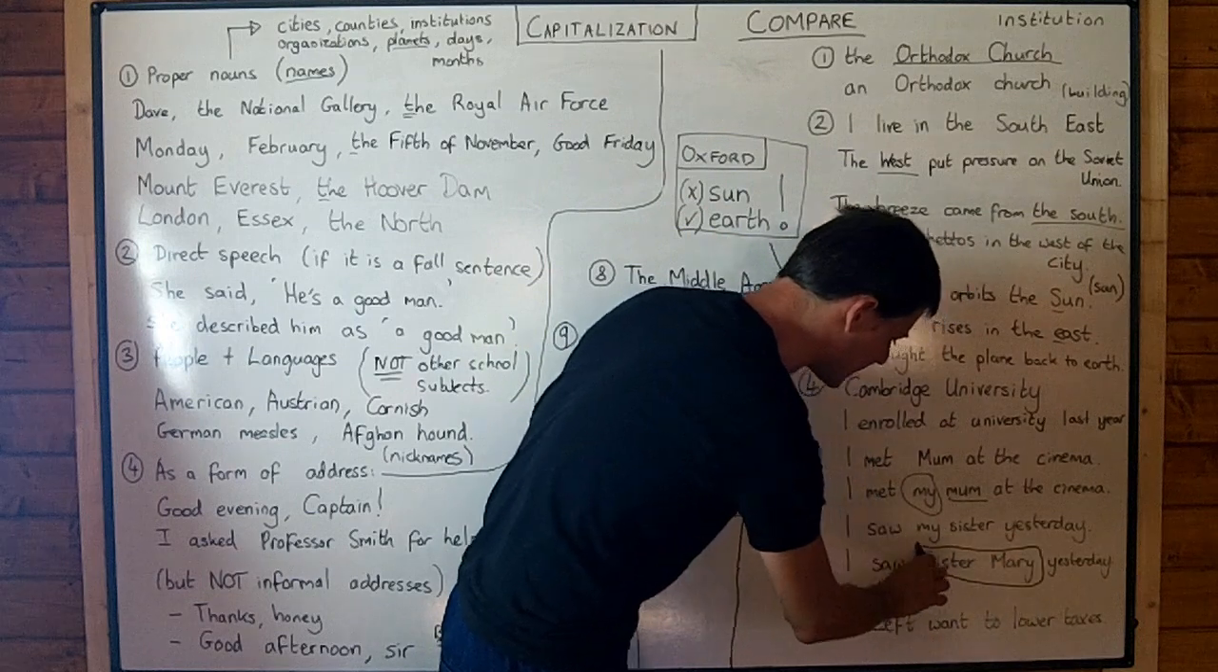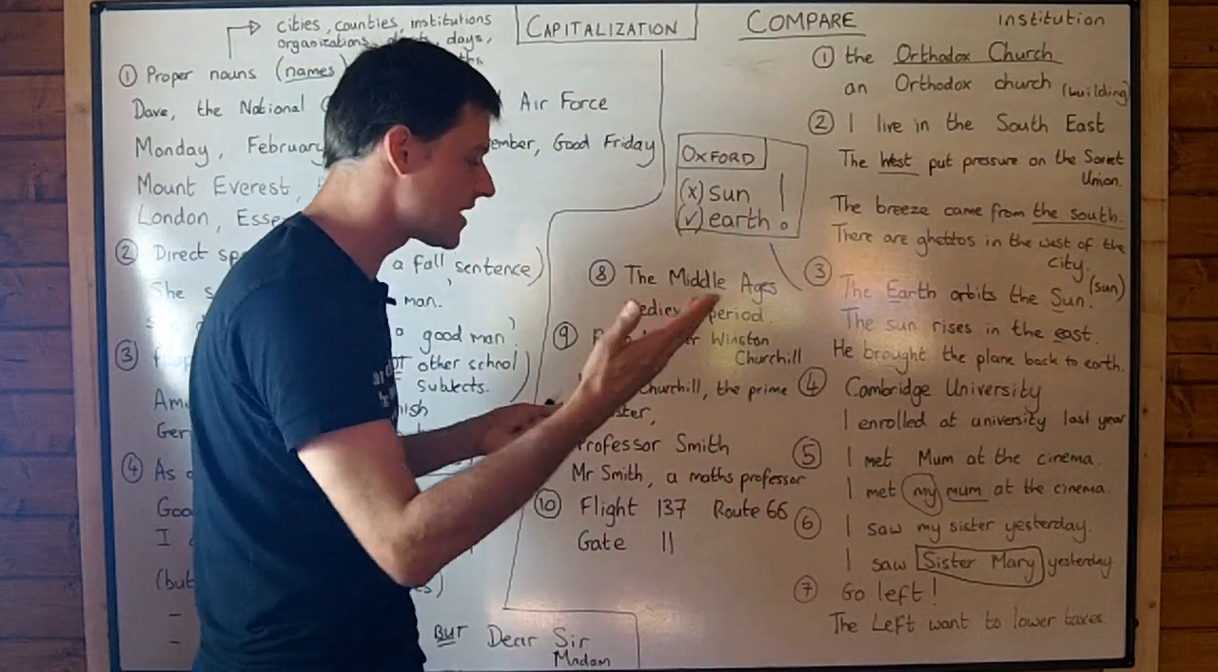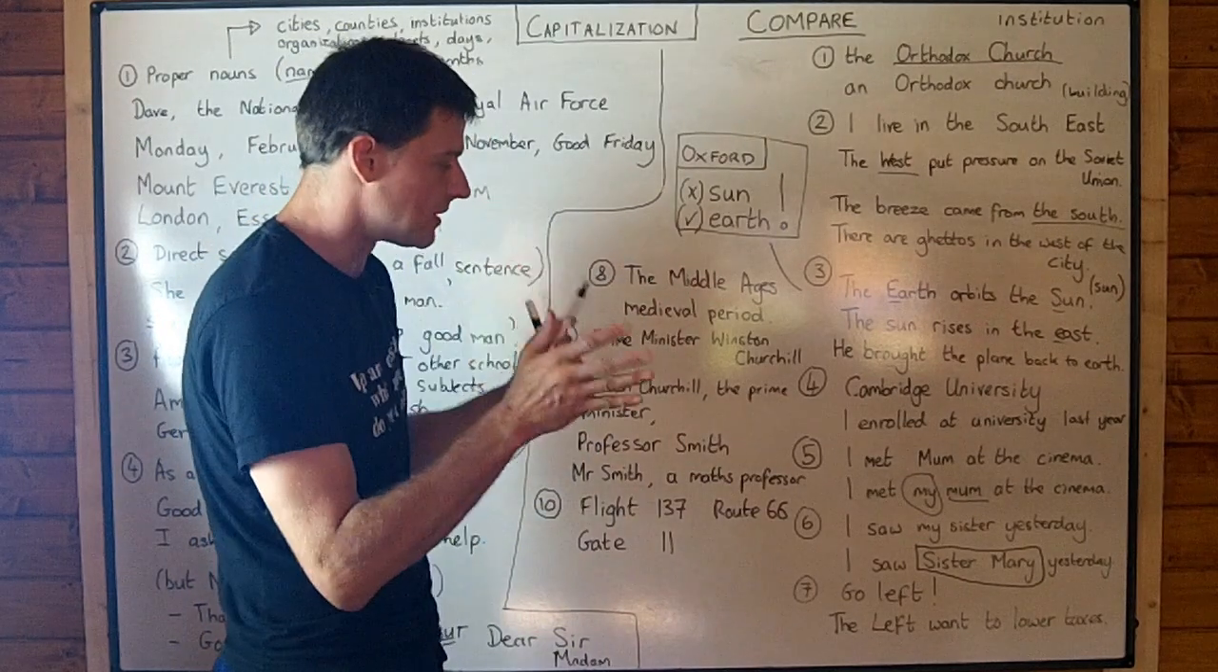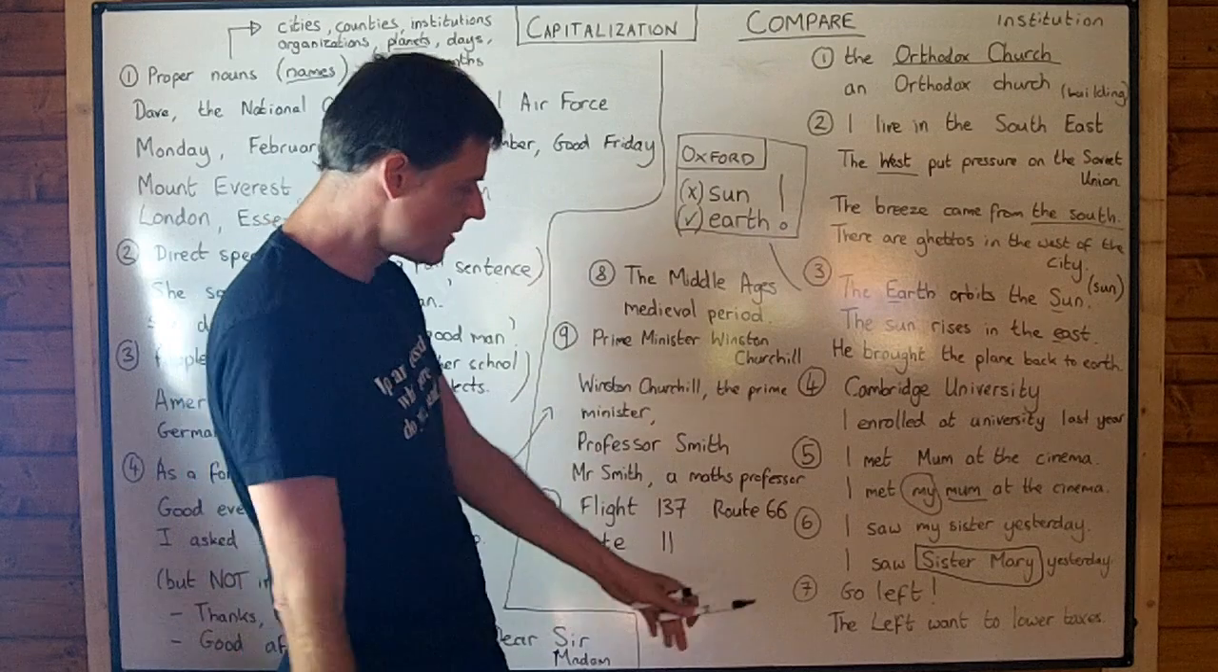Sister Mary is like a name for this person. It's a term of address. And when you use any kind of form of address, you must use capital letters. Okay, look at number 7.